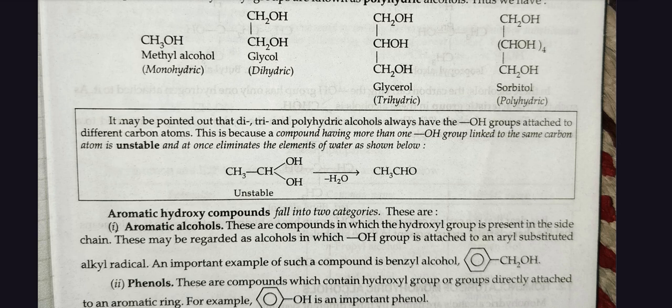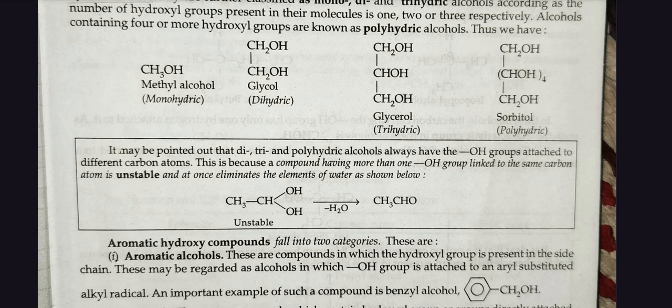This is because a compound having more than one OH group linked to the same carbon atom is unstable and at once eliminates the elements of water, as shown below: unstable CH3CH(OH)2, minus H2O, gives CH3CHO.